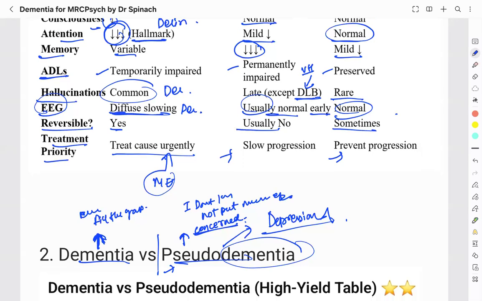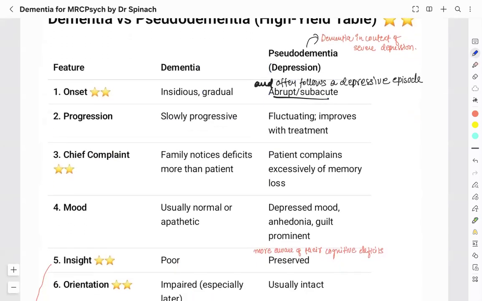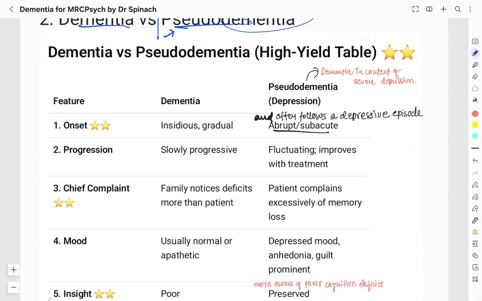Let's just go on to this and see if we can find more things. So, onset of the two. Dementia has insidious onset and gradual progression. Pseudodementia, usually seen in the context of severe depression, is abrupt or subacute, that is what they write, and often follows a depressive episode.